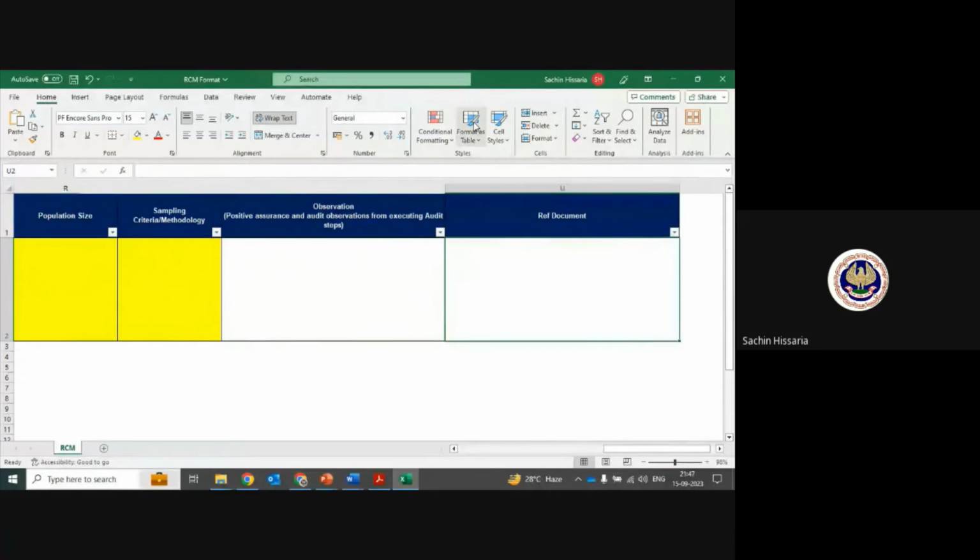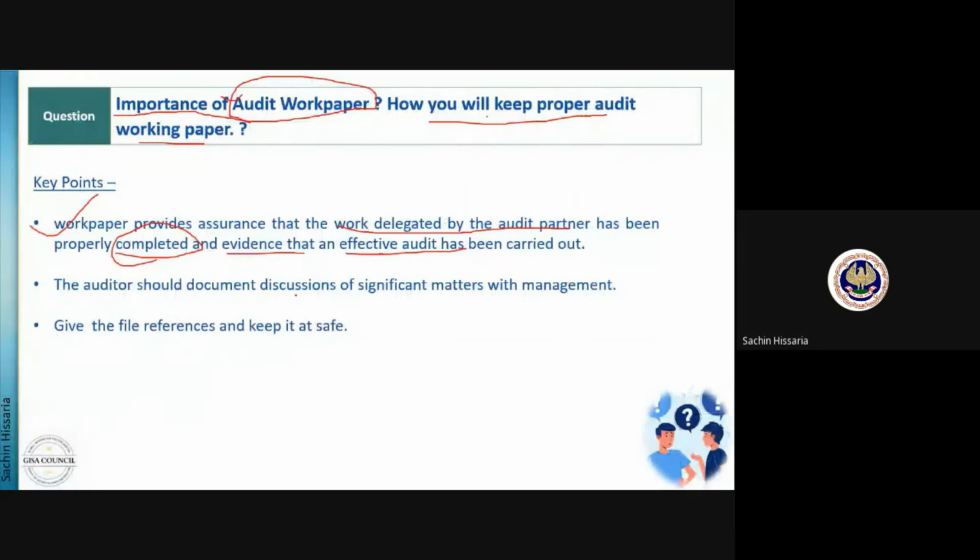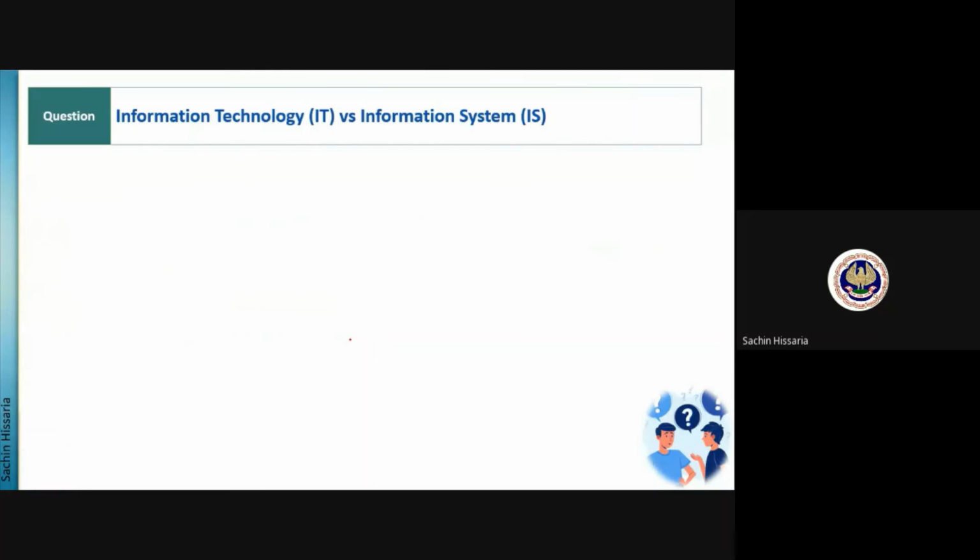Depending on the type of organization, as I told you, some organizations use a tool where all the working papers are uploaded. But as an auditor, you need to focus on the working papers because they are the evidence that you have completed your audit effectively. It is evidence for you. It is always good advice to give file references, and you need to keep those documents safely. So this is about that.